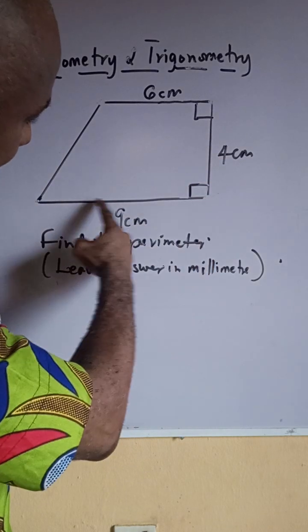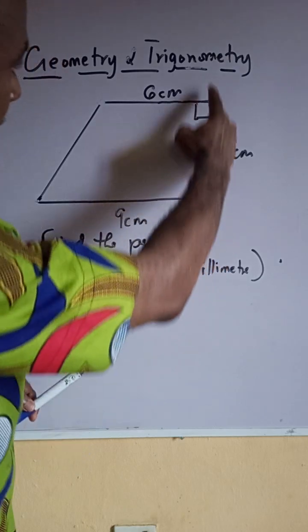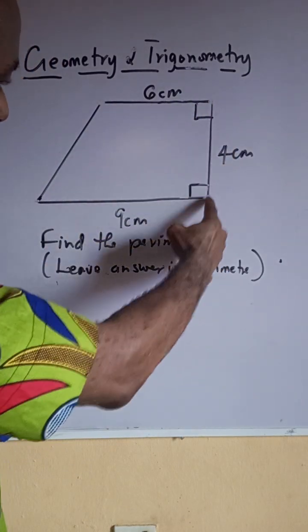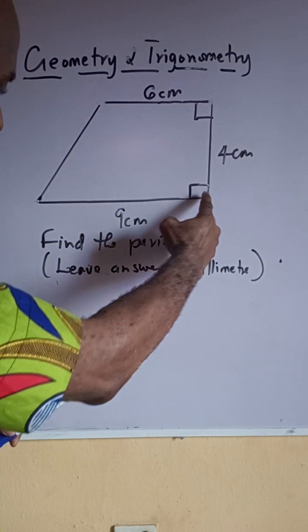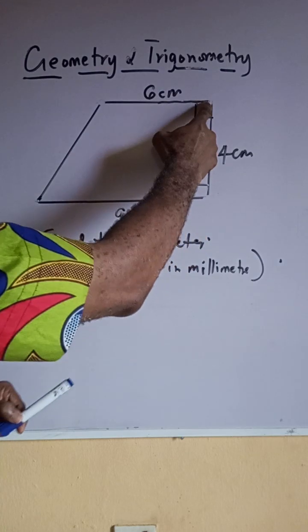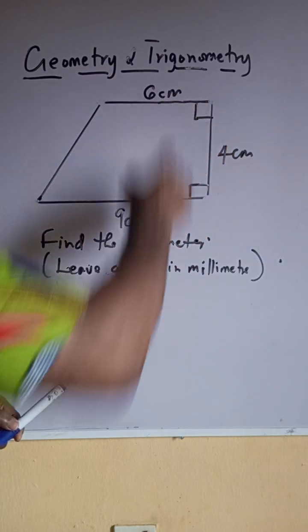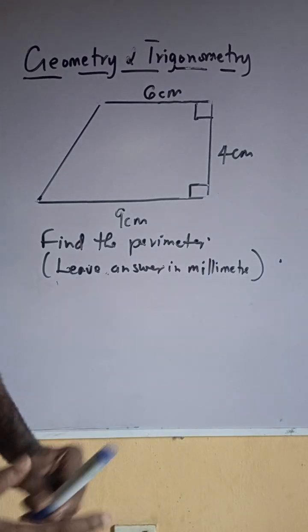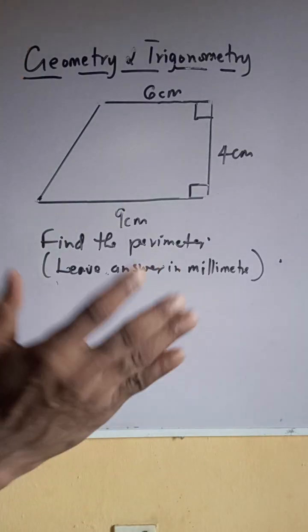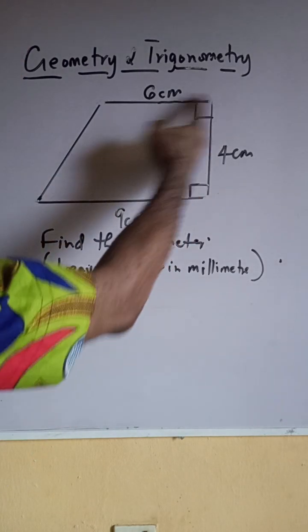Okay, now looking at this diagram again, you can agree with me that this is a right angle. This horizontal line makes a right angle with this perpendicular line at this point. This point also shows that a right angle is formed here. So bearing this in mind, we can now conclude that these two lines are parallel.